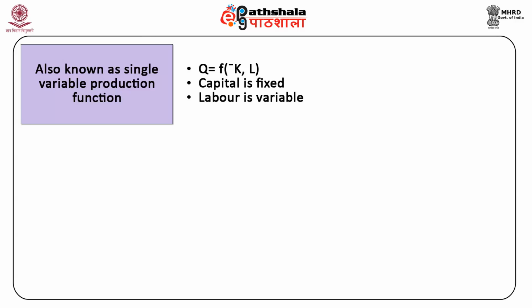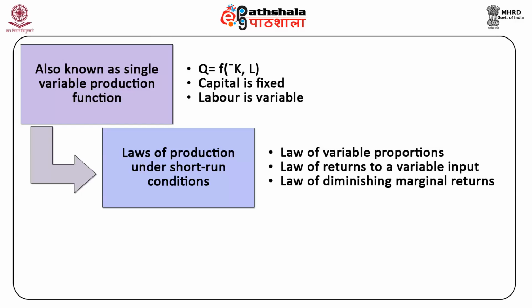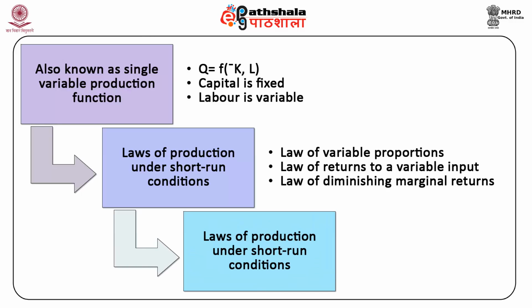Here a bar on capital or K represents that capital is fixed and the producer cannot infuse more capital in the production in the short run, whereas labor, that is L, is variable and changeable. Hence, the law of production under the short run conditions is called the law of variable proportions, the law of returns to a variable input, and the law of diminishing marginal returns, whereas in the long run it is known as the law of returns to scale.